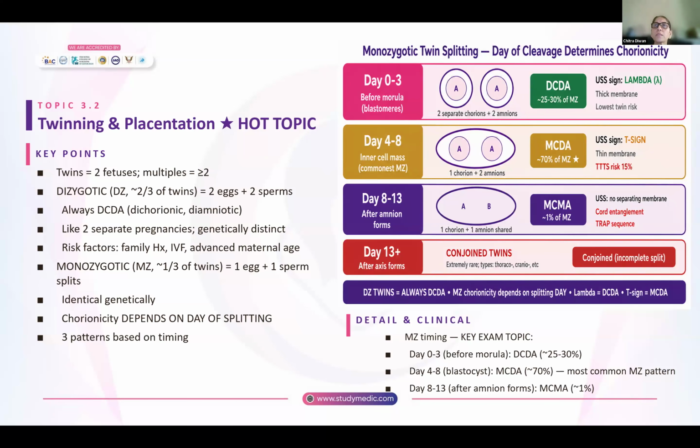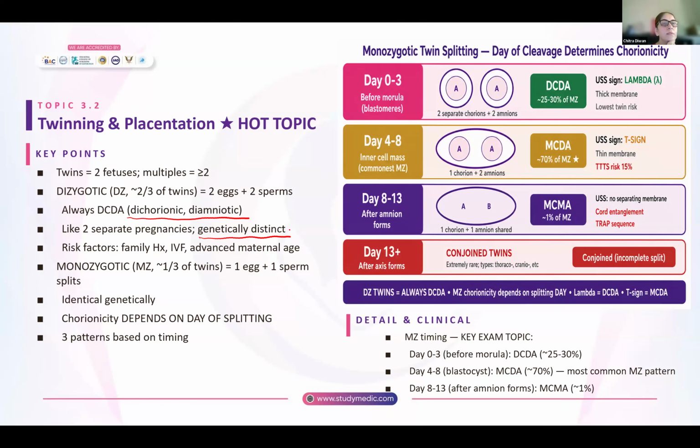And because the egg and the sperm are different, dizygotic twins are by default always DCDA, dichorionic diamniotic. That means they do not share a placenta. It is never possible that dizygotic twins will share a placenta. They are anatomically and physiologically different from each other. So they are basically 2 separate pregnancies developing in one uterus, and they are also genetically distinct because they are not sharing any genetic material.